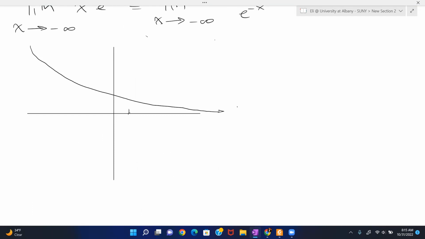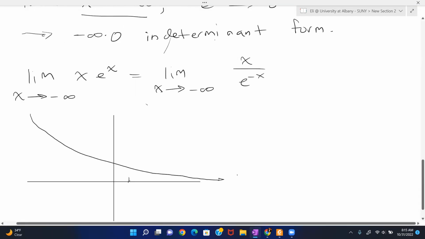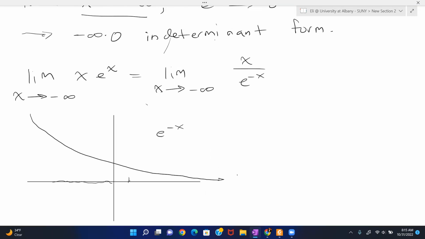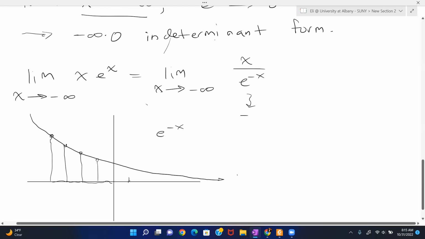As you can see, as x goes to negative infinity out this way, so this is a plot of e to the negative x, you can see that the height of the function is going up to infinity. So the indeterminate form we get is negative infinity over infinity.